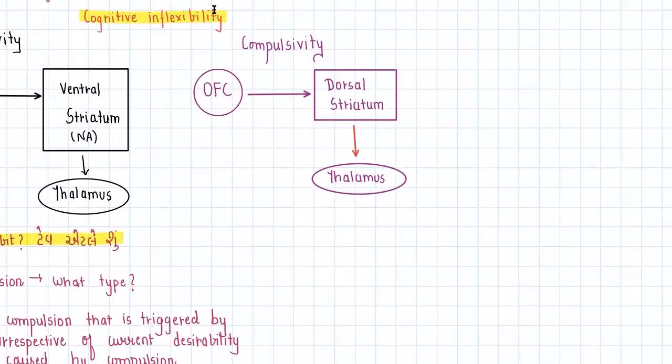What is the main thing? The main thing is cognitive inflexibility. So what is responsible for impulsivity? The ventromedial prefrontal cortex, anterior cingulate gyrus, ventral striatum, and thalamus. Whereas orbitofrontal cortex, dorsal striatum, and thalamus are responsible for compulsivity. So if you look at the broader picture, it's still prefrontal cortex, basal ganglia, thalamus.